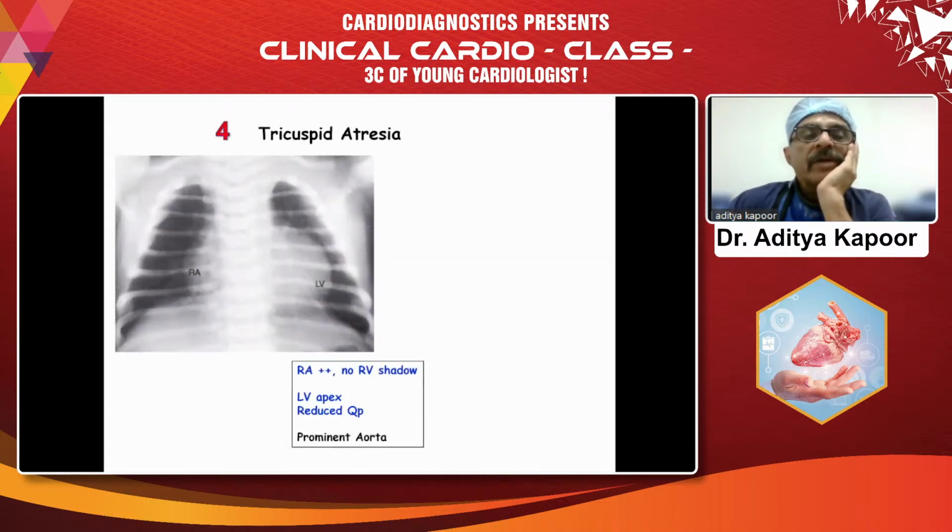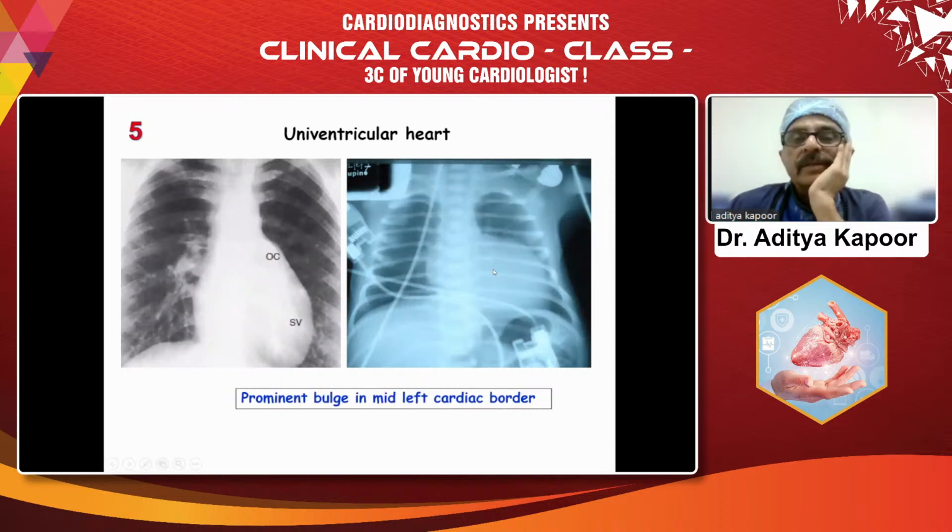Tricuspid atresia, again you will have a prominent RA shadow, no RV because the RV is small. You will have a LV apex and reduced pulmonary flow and a prominent aorta. So this is atresia, which is the inverted outlet chamber. So you see this X-ray, low flow situation, a prominent cardiomegaly. Cardiomegaly is usually found in univentricular heart, and you find a bulge in the mid left upper cardiac border suggesting an inverted outlet chamber.